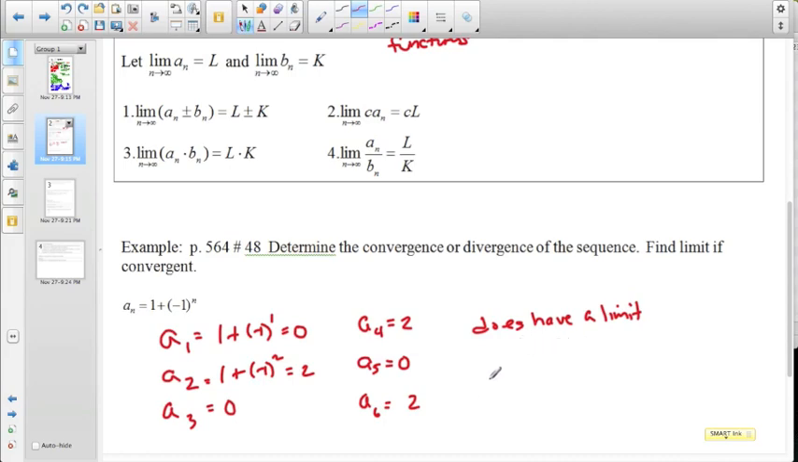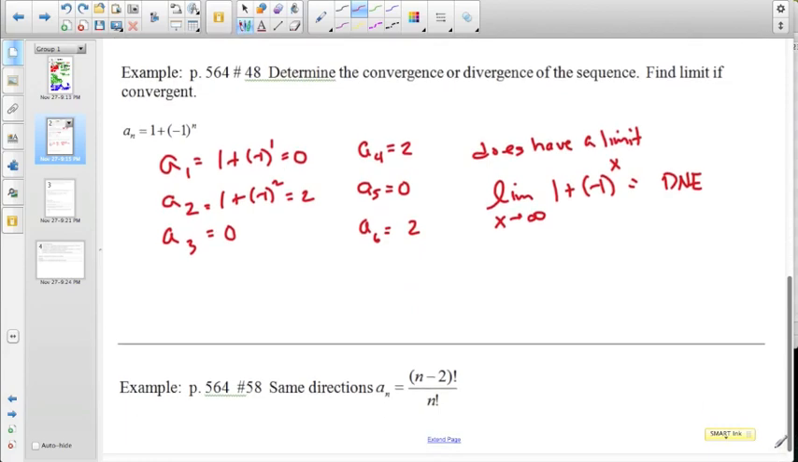So if we take a look at the limit, and I'll write this in function notation, as x goes to infinity, it would look like 1 plus negative 1 to the x power. And negative 1 to the infinite power is an indeterminate form. So we'd use L'Hopital's here to come up with the fact that the limit does not exist.